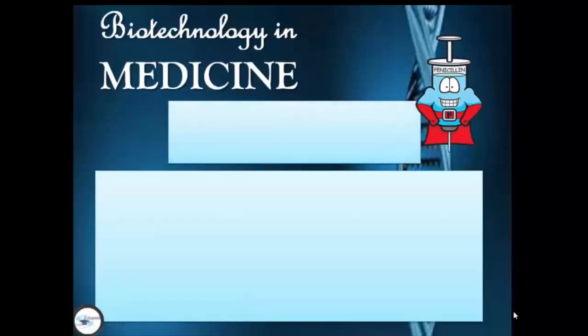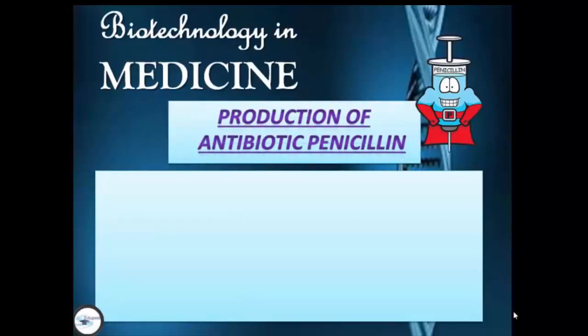Biotechnology in medicine actually has a lot of processes. But in this case, we're going to discuss only the major products made by use of biotechnology in medicine. The first one is the production of antibiotic or penicillin.